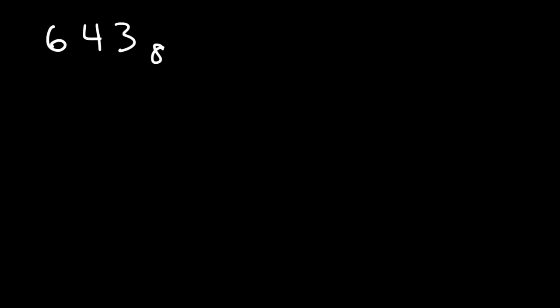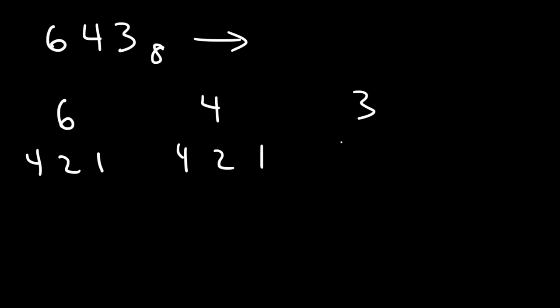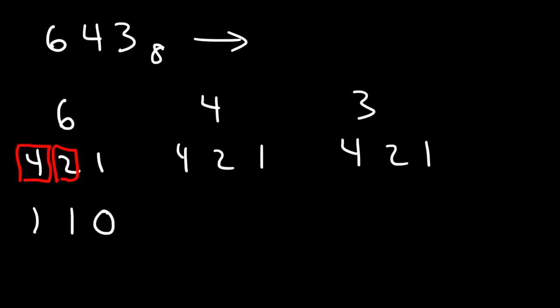643 in the octal system. Let's convert it to a number in the binary system. So the first thing we should do is separate each digit. Now to get 6, we need to add up 4 and 2. And so let's replace those numbers with a 1. And then the other one that we didn't use, replace it with a 0.